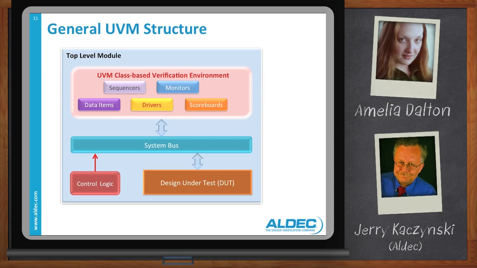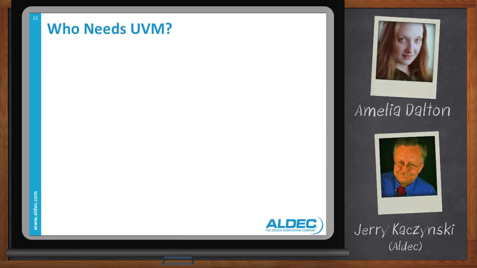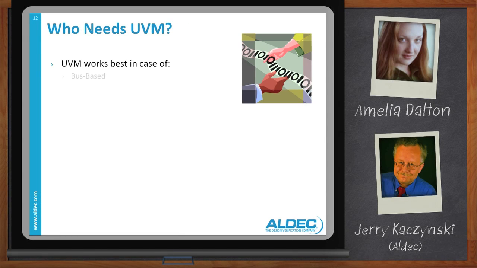So we know what UVM means, but who is this useful for? Okay, it's not a trivial question, not the easiest to answer, but let's try to provide as straightforward an answer as we can. UVM works best in case of bus-based, high-traffic, system-level designs. So if you have all those criteria met by your design, then definitely UVM will be ideal for you. If you have at least some of them, then it's also worth trying.